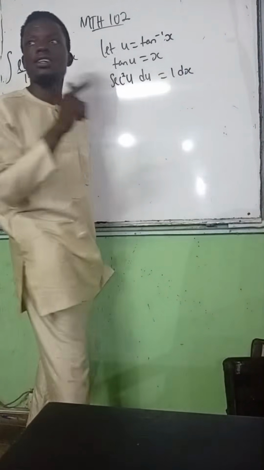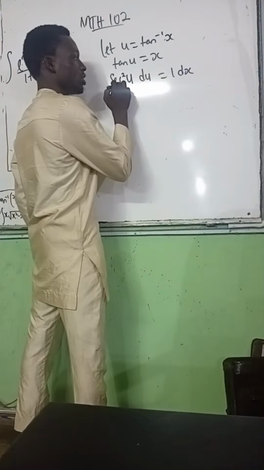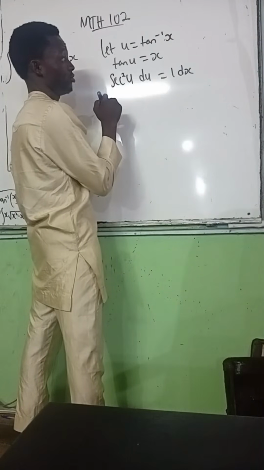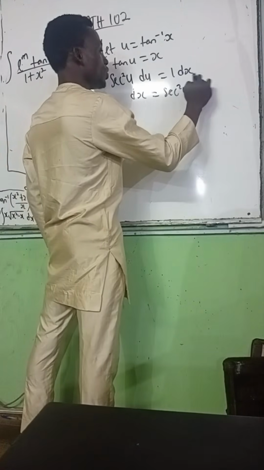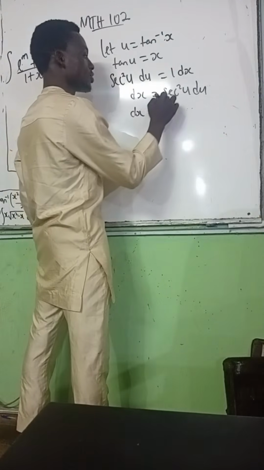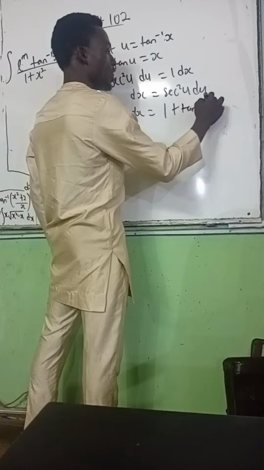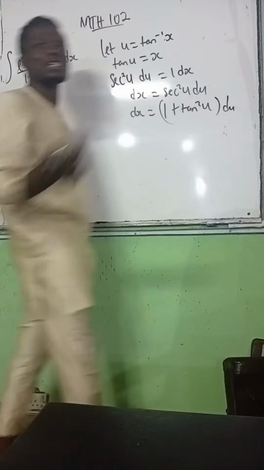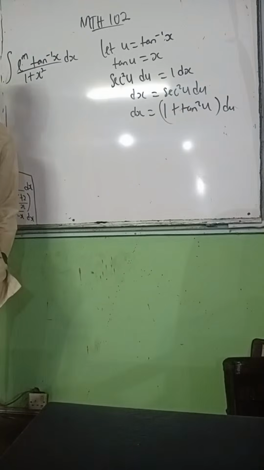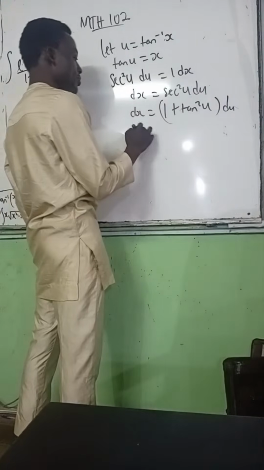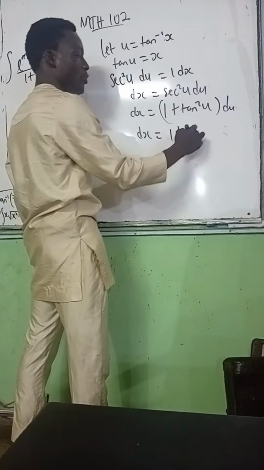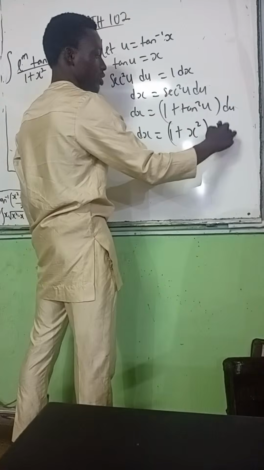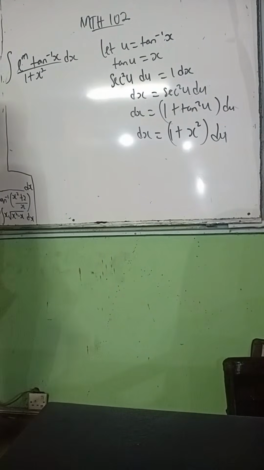So we are making dx the subject of the formula. Divide both sides by 1. So dx equals sec square u du. And dx equals 1 plus tan square u du. You know, sec square theta is 1 plus tan square theta. We don't forget trig identity. So that means dx equals 1 plus, what's tan u? x. Tan square u will now be x squared, du. Are we okay with that?